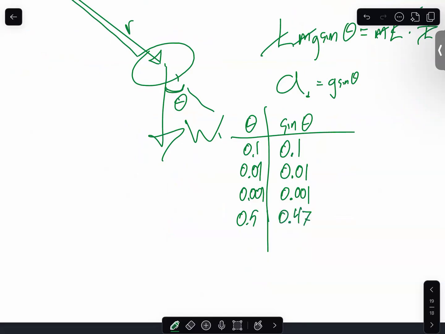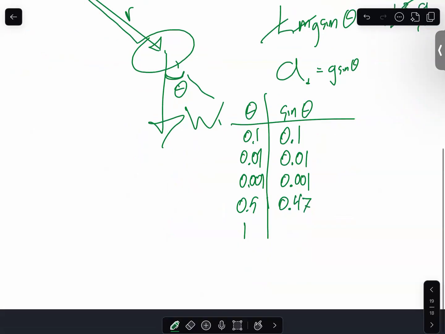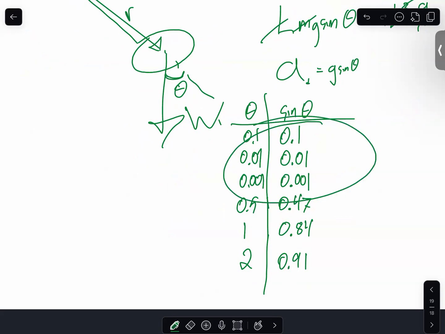0.479. Sine of 1 radian. Sine of 2 radians. Oh, that's not the same. So this is true if you're dealing with small angles.